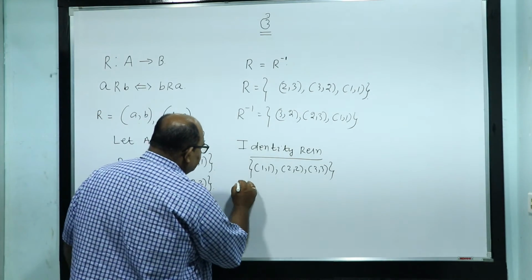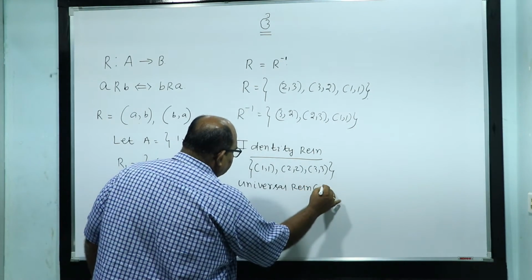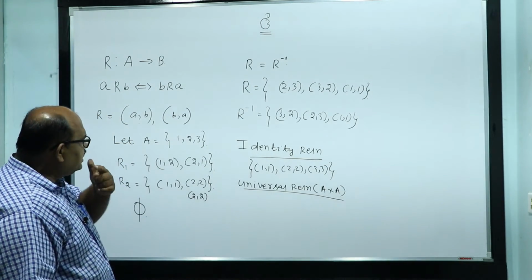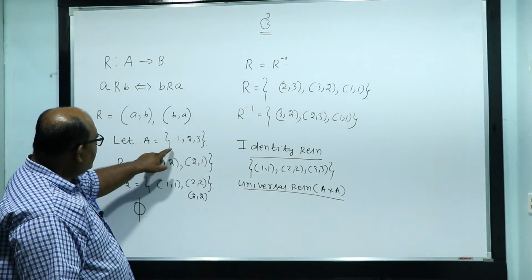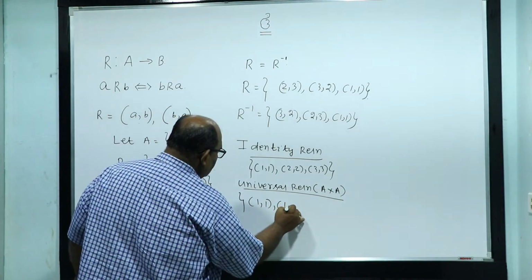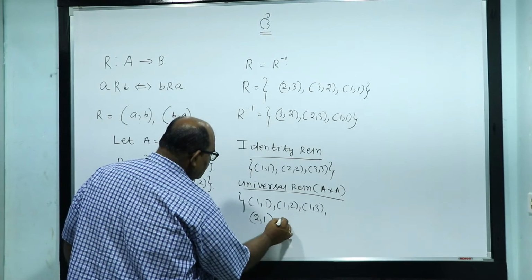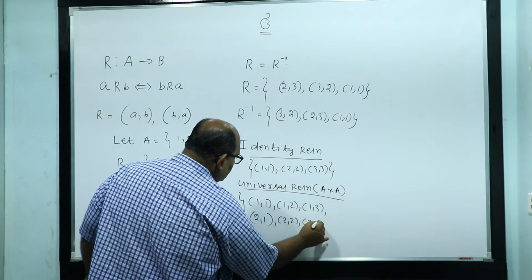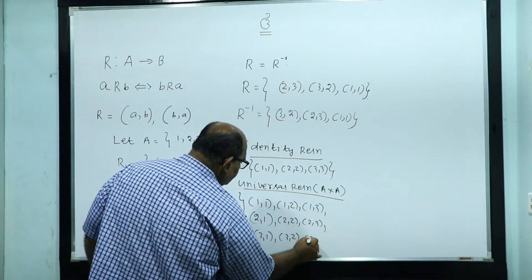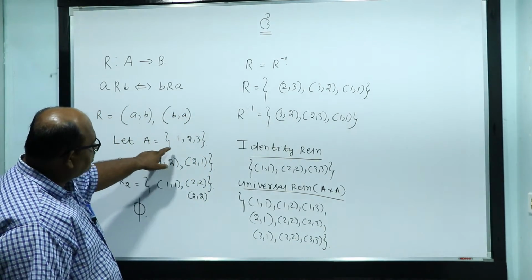Now come to the universal relation. Is it symmetric or not? The universal relation, that is A into A. So let us check whether the universal relation A into A is symmetric or not. Write A into A: 1 1, 1 2, 1 3, 2 1, 2 2, 2 3, 3 1, 3 2, 3 3. This is A into A, or the universal relation on set A.